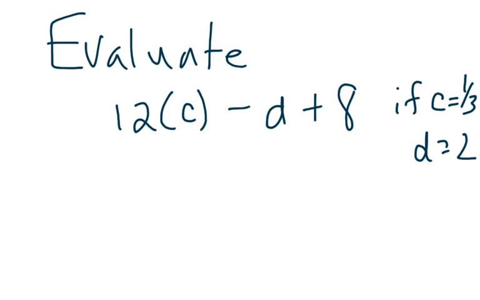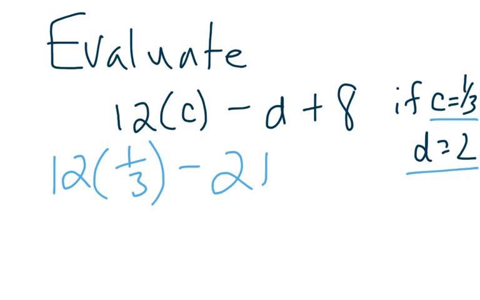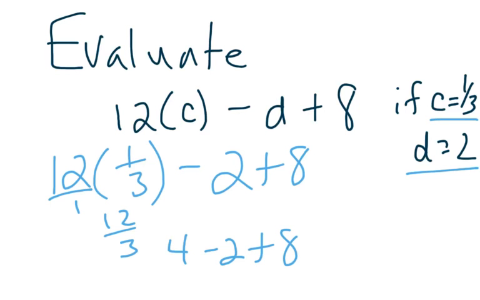This time we have a fraction for c and a whole number for d. And so we're going to go 12 times 1/3 minus 2 plus 8. First up is to multiply a whole number times a fraction, so we put this over 1. That gives us 12 over 3, which is 4. So now we have 4 minus 2 plus 8. This gives us 2 plus 8, which then gives us a final answer of 10.